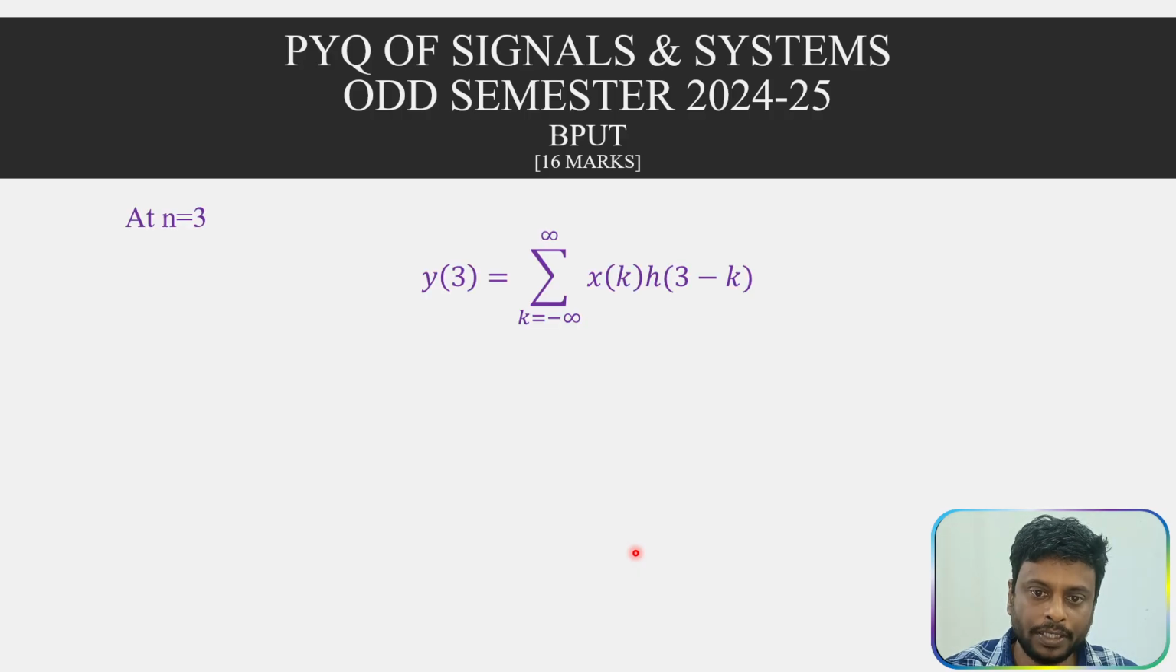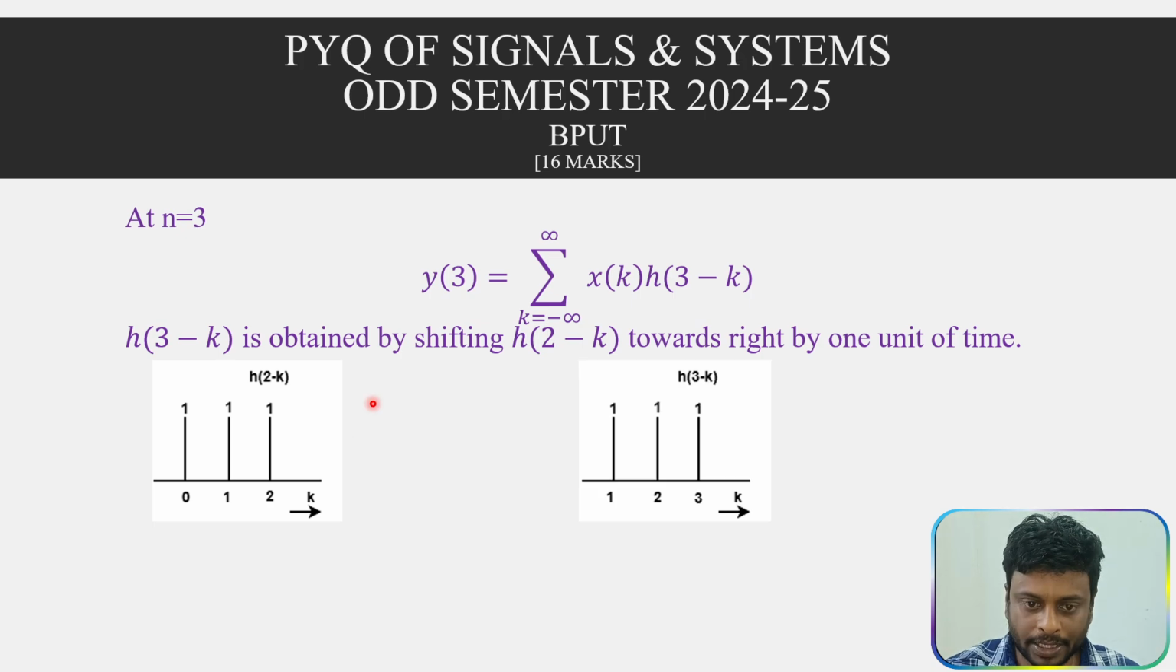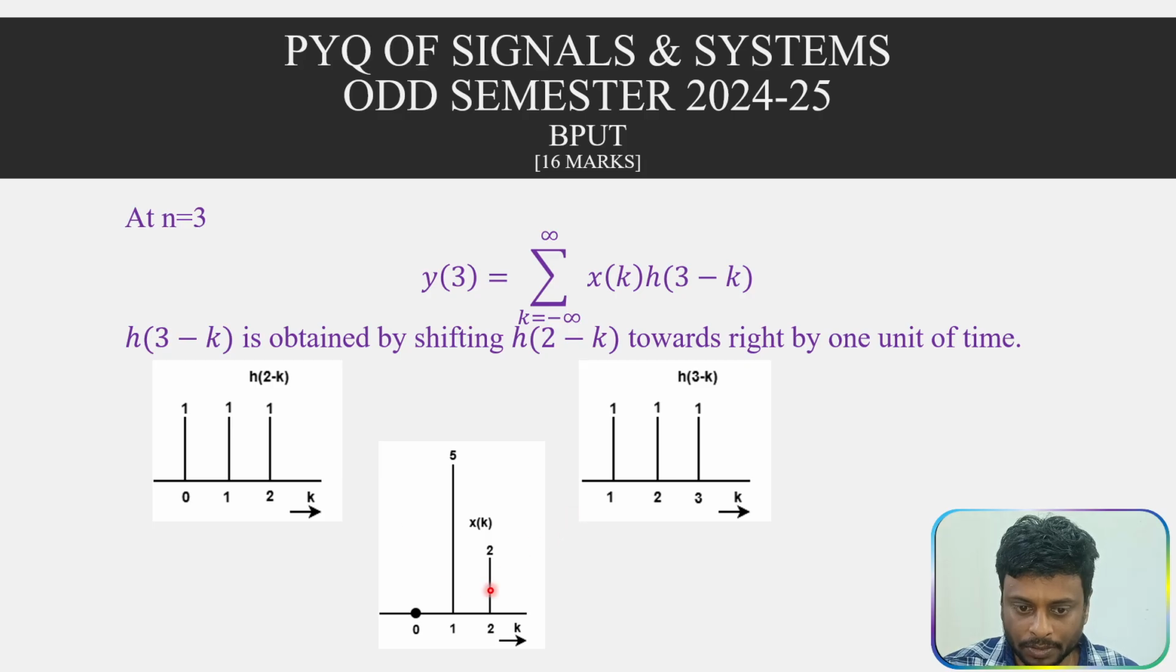So at n equal to 3, this is your h of 3 minus k you need to find out. So h of 3 minus k is obtained by shifting h of 2 minus k towards the right by 1 unit of time. So you can see it will be 1, 2 and 3. That will be multiplied with x of k. So you can see at 1 it is 5, at 1 it is 1. So 5 into 1, then 2 into 1, that will be 5 plus 2, it will be 7.